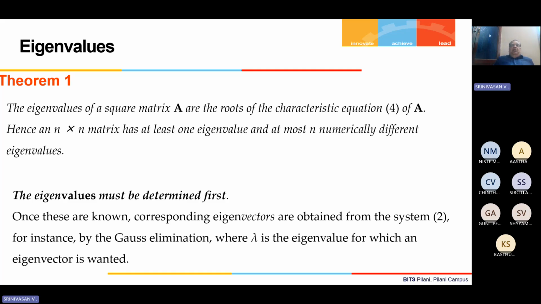Once these are known, the corresponding eigenvectors are obtained from the system of equations, for instance by Gauss elimination, where lambda is the eigenvalue for which an eigenvector is wanted. Anyway, this is just a description. When you do actual problems, you will come to know what exactly you mean by using lambda and finding the corresponding eigenvector, by the Gauss elimination method or some other method that can be put into practice.